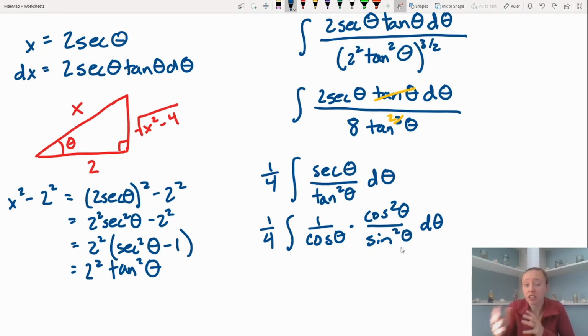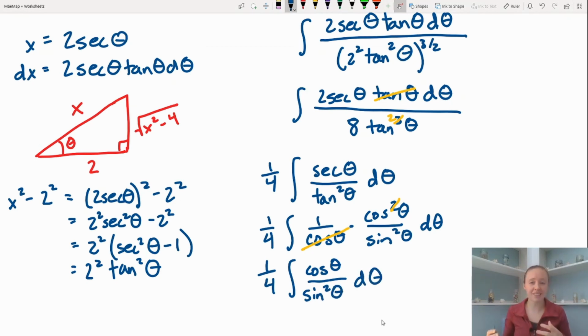So now you can see I'm actually going to get some stuff to start canceling out and simplify down even more. So I'll have 1/4 times the integral of my cosine of theta in my denominator cancels out with one of my cosines in my numerator to leave me with cosine of theta over sine squared theta d theta. So in this case, we had to do a little bit of algebraic or trigonometric manipulation in order to simplify this problem down.